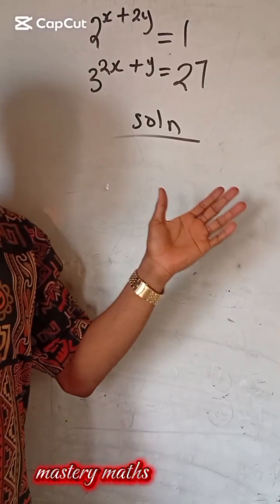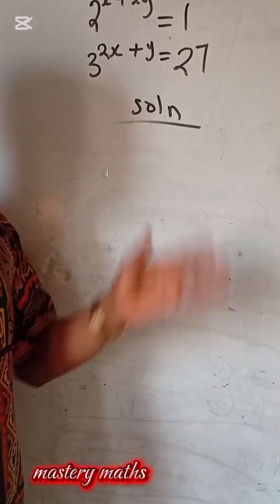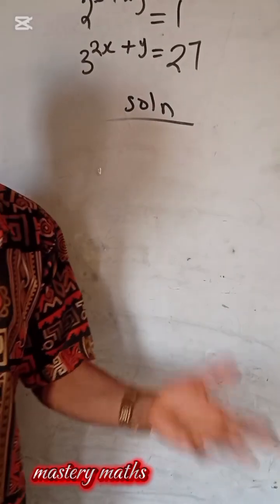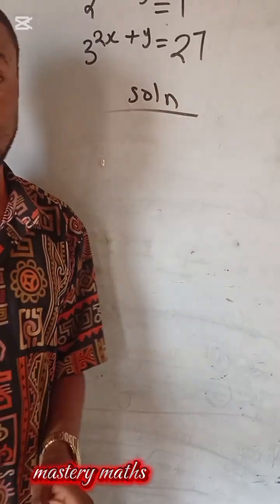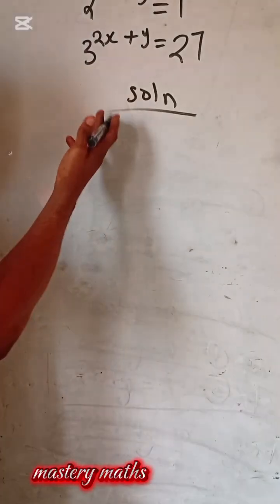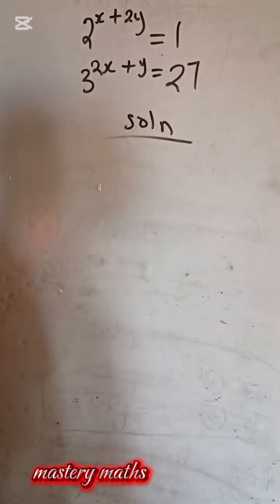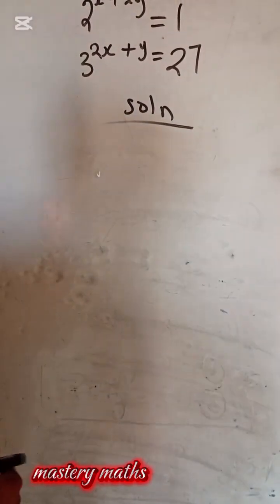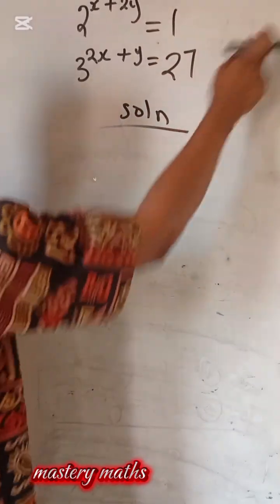When you have a question like this, you don't need to waste your time looking at it twice. Immediately you go into it because it's very simple. I'm here to make this simpler for you. Now, on the board is an indices question leading to simultaneous linear equations. First, we need to do this. This is giving us equations 1 and 2.